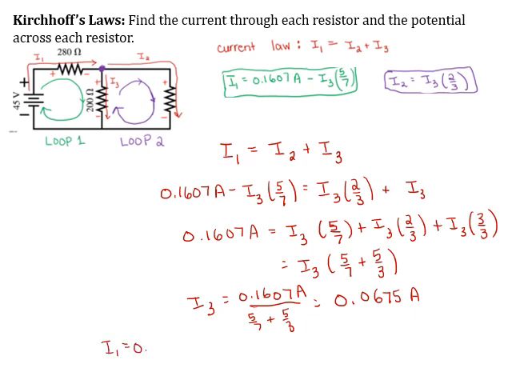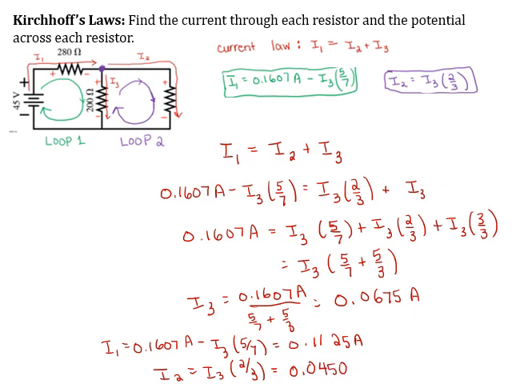I1 is equal to 0.1607 amps minus I3 times 5 over 7. But I3 is 0.0675 amps. So our I1 is equal to 0.1125 amps. And last, I2 is equal to I3 times 2/3. If we fill in that I3 is 0.0675, we get I2 is equal to 0.0450 amps. Okay, we're doing pretty well here.